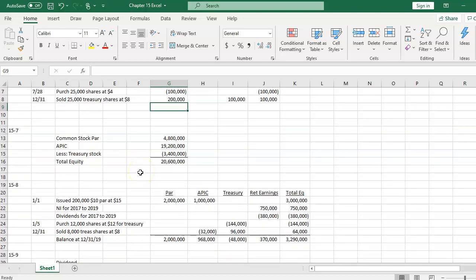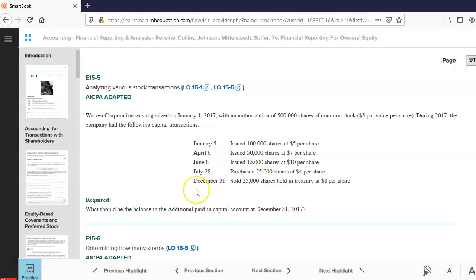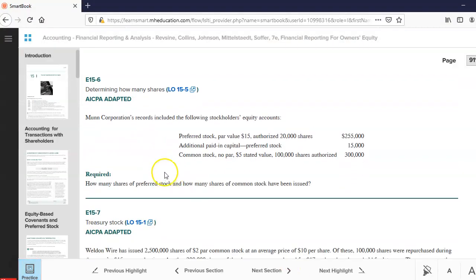Okay, that was question 5. Question 6 is over here, right there. MUN Corporation's records indicate the following stockholders' equity accounts, kind of the usual suspects that we're used to seeing: preferred stock, additional paid in capital in the preferred, and common stock. This one does not have a par value. Instead, it has a stated value, which acts the same as a par value, with 100,000 shares authorized. How many shares of preferred stock and how many shares of common stock have been issued?